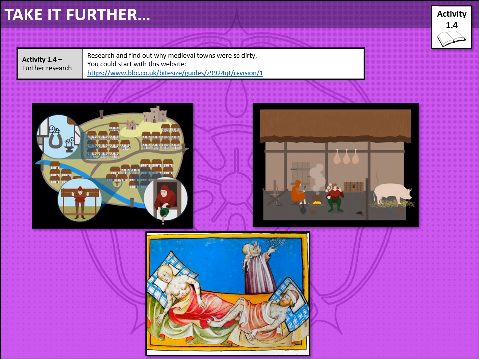I'm sure you've all produced excellent paragraphs on why you think the Black Death was so frightening for medieval people. Well done! If you'd like to know more about why medieval towns were so dirty and how this helped the Black Death spread, then you can complete activity 1.4. You could start by looking at this website.